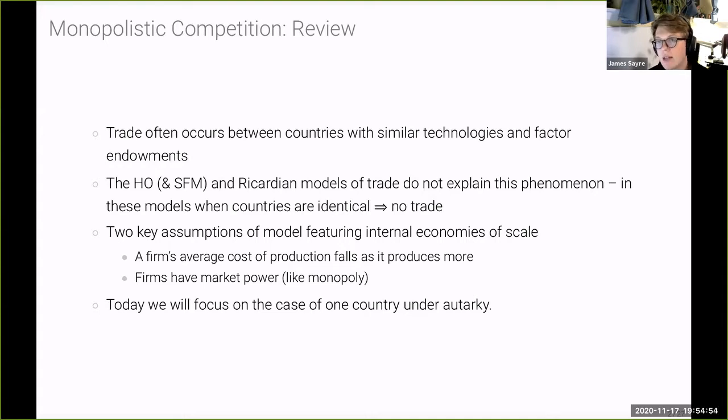The next assumption is that each firm is going to have some degree of market power. So we're going to have imperfect competition. This is similar to the framework that we saw today in lecture, or in Dennis's section 10B on monopoly. It's going to be similar to the case of monopoly, but we call it monopolistic competition because it has some elements of perfect competition and some elements of pure monopoly. Today we're going to focus on the case of one country under autarky. So let's go ahead and get started.